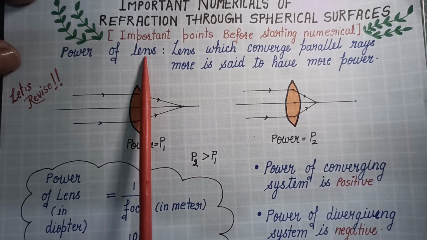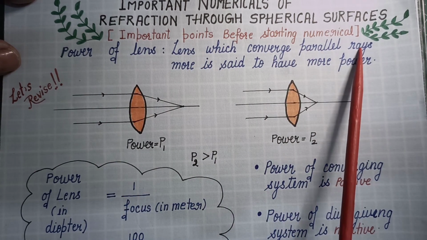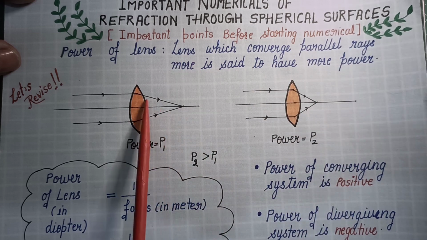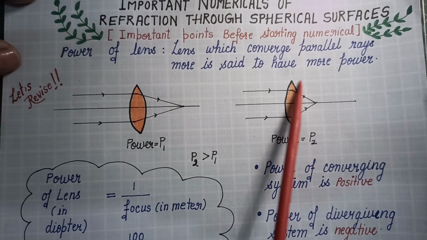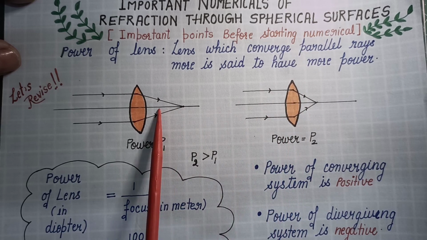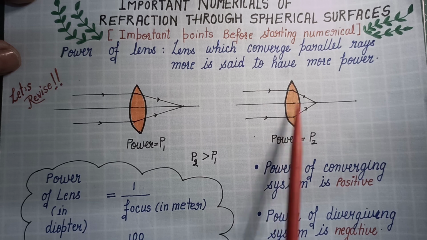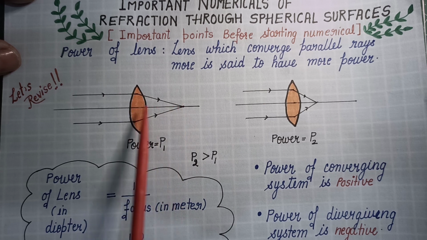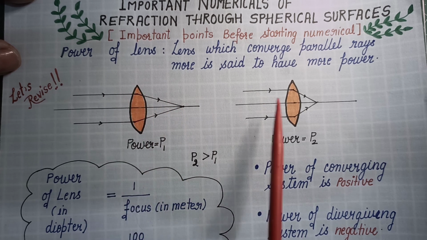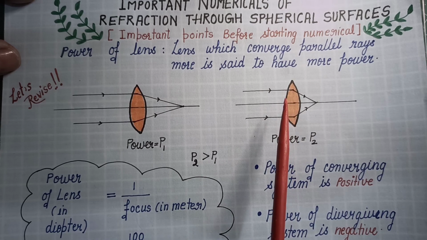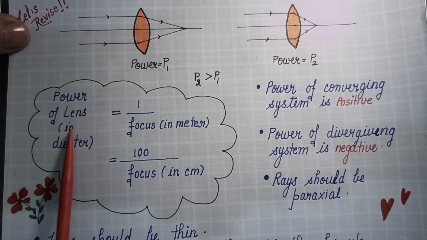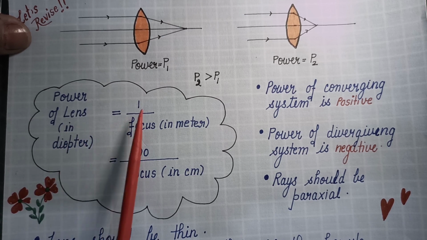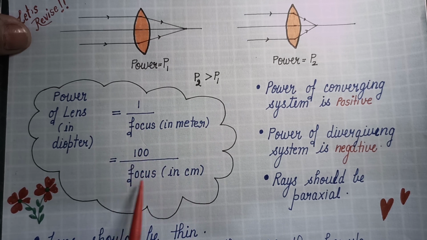First, the lens which converges parallel rays more is said to have more power. The lens which converges more has more power, and so the focal length of a lens having more power is less in comparison to the focal length of a lens having a large focal length. The power of this lens is less in comparison to this lens. Therefore, we write that the power of a lens in units of diopter is 1 upon f if the focal length is substituted in meters, and 100 upon f if the focal length is substituted in centimeters.